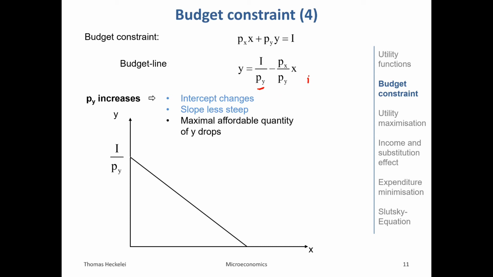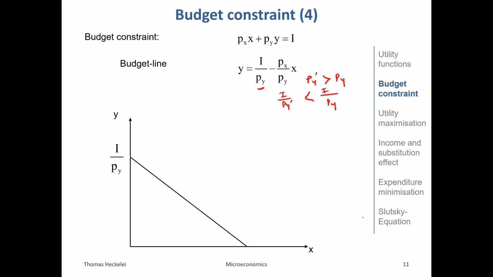So we have py prime larger than py, right? So the intercept I over py prime will be smaller than I over py. Price increase, you can buy less.